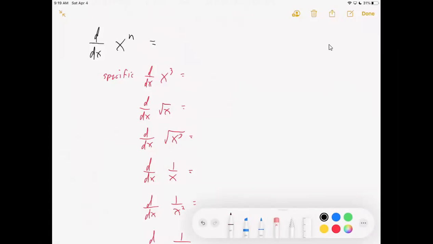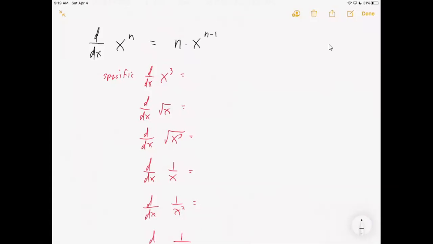So generally, this is the power rule. That's n times x to the n minus 1. So practically speaking, it's always good to multiply by the exponent and then turn around and lower it by 1. Okay, so the first one should be pretty straightforward. Multiply by 3 and you end up with x squared.